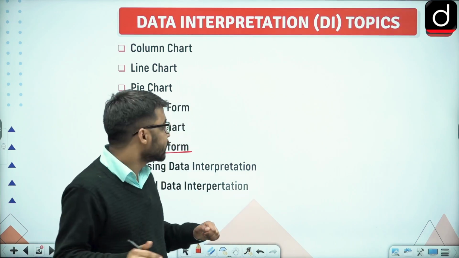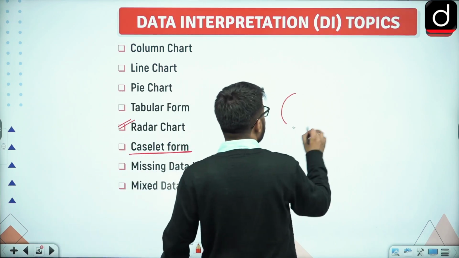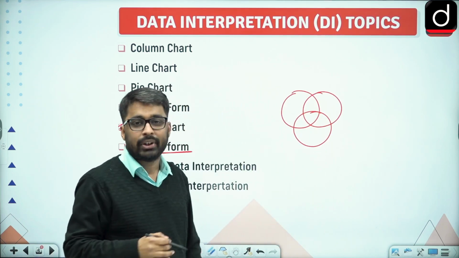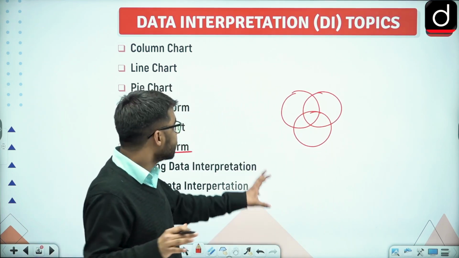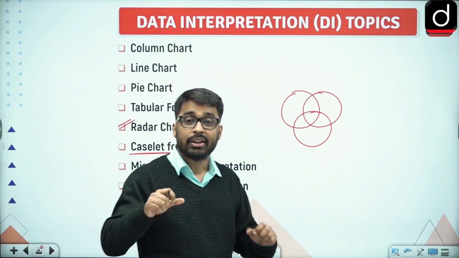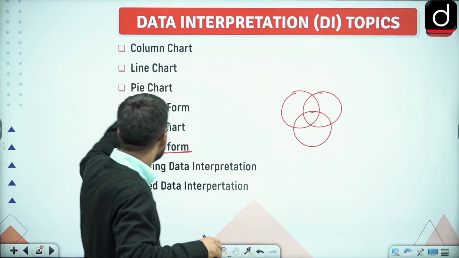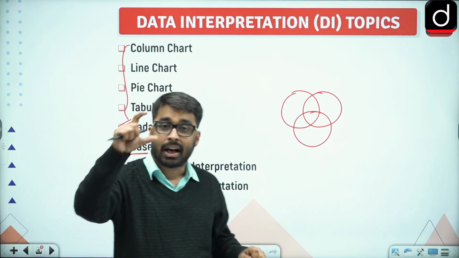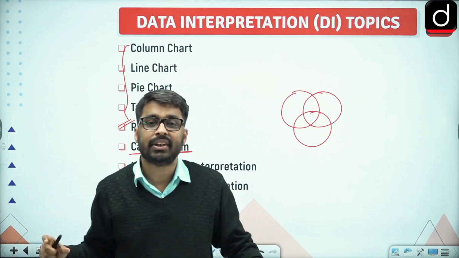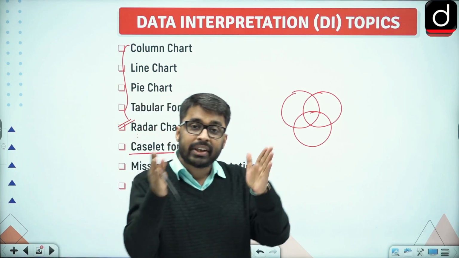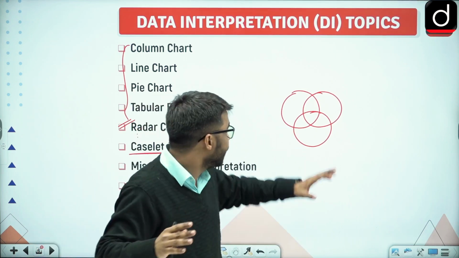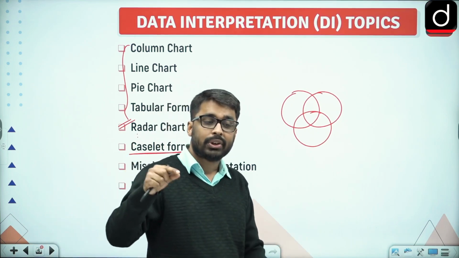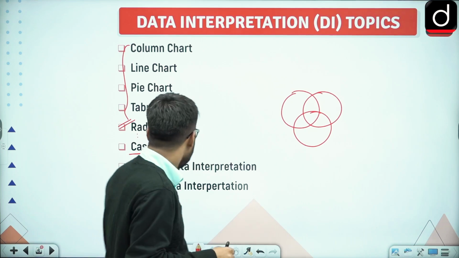In caselet questions, generally people make a Venn diagram, and using the Venn diagram, they solve the questions. So that is nothing but caselet. Here the question is given to you in the form of a paragraph, unlike charts. The paragraph will contain different sets of values, and you will be creating a table or a Venn diagram based on the values, and then you will be solving the equations and the questions, right?